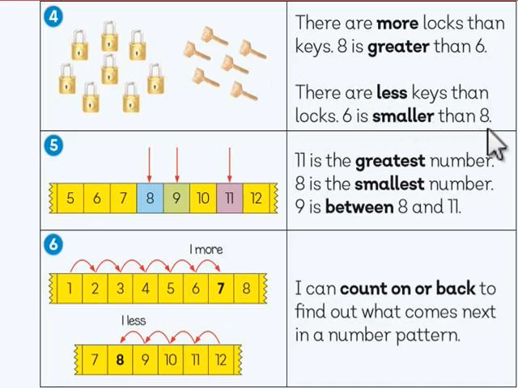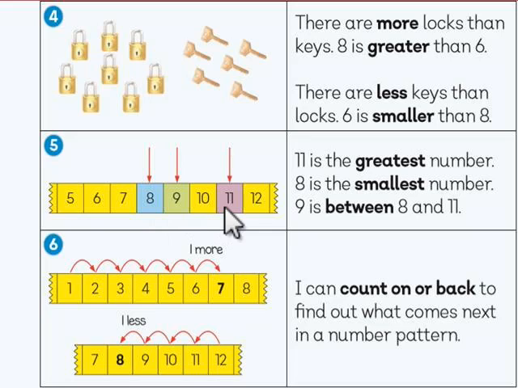Number 5, 11 is the greatest number. 8 is the smallest number. 9 is between 8 and 11. So if you look at here from 5, 6, 7, 8, 9, 10, 11, 12, 8 is the smallest number here. And 9 is between 8 and 11. And 11 is the greatest number.